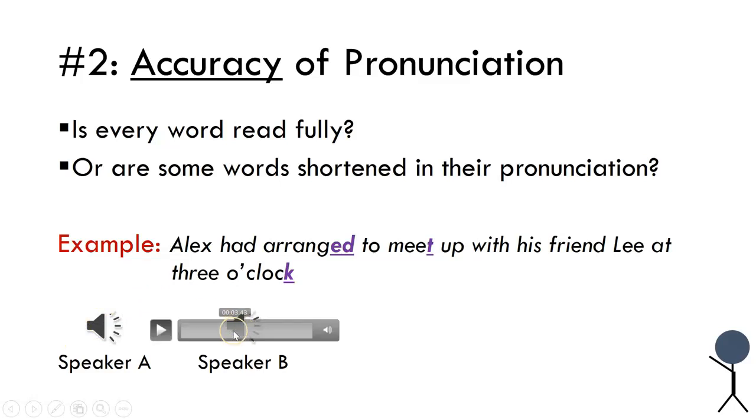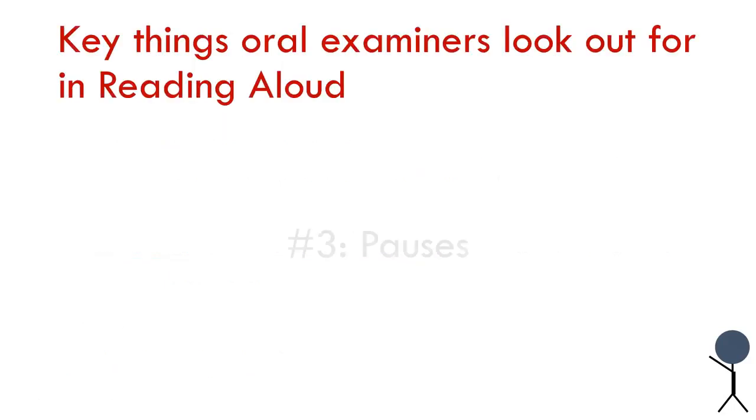So listen to speaker B. Alex had arranged to meet up with his friend Lee at 3 o'clock. Okay, o'clock. So all those what we call consonant endings, they are all clearly heard. The T's and the K's and the EDs, make sure you do that. And the S's as well. Make sure your S's are fully read and pronounced.